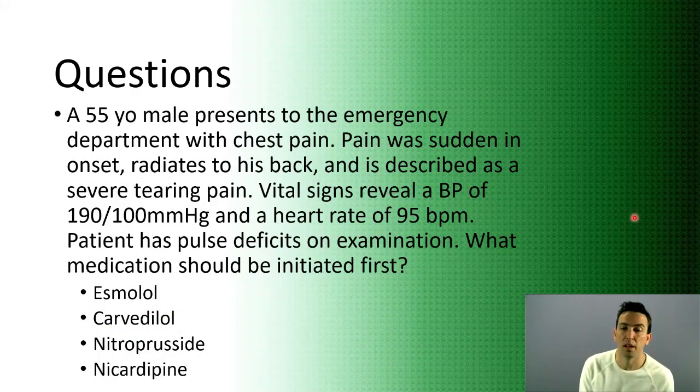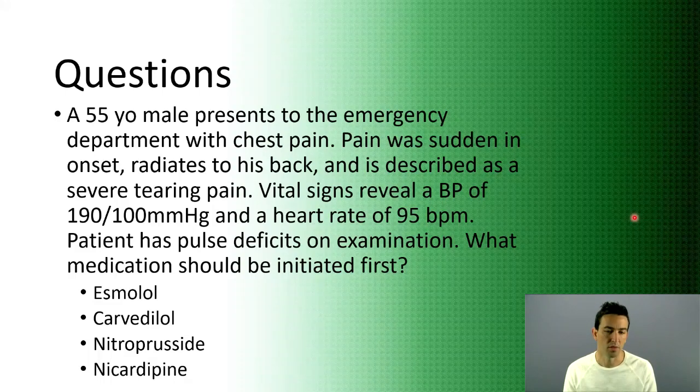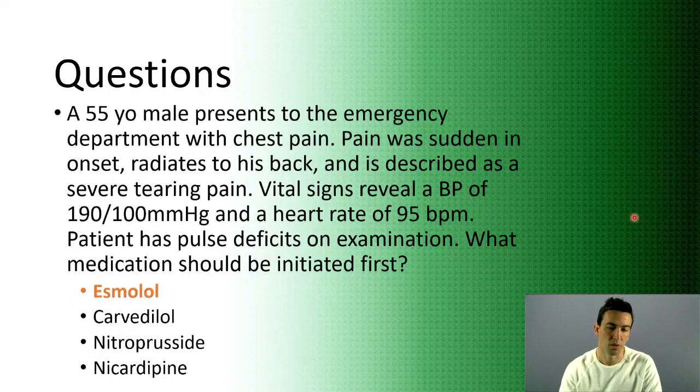Next one, kind of going back to the original question. A 50-year-old male presents to the emergency department with chest pain, sudden in onset, radiates to his back. It's described as a severe tearing pain. Blood pressure is 190/100, heart rate's 95. He has pulse deficits. What medication should be initiated first? Again, we're looking for a beta blocker first, then a vasodilator second. So on this one, esmolol is what we're looking for.